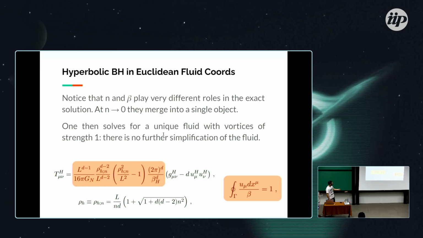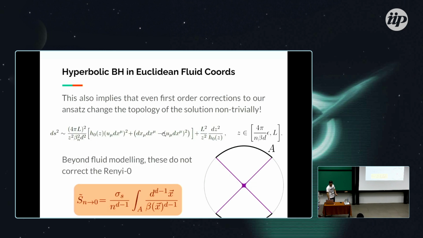And importantly, we were able to write this condition in an n-independent way. So this is a topological condition to demand on your fluid, and it does not simplify further. The n-to-0 limit took you all the way to a perfect fluid, but then you actually need to solve the perfect fluid with these strength 1 vortices. There's no more simplifying than that.